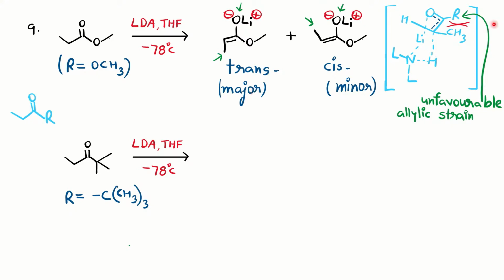So this justification is required only for the MSc students. Otherwise, those who are attending competitive exams, for them you don't need this. This is required only for MSc students, where they are asking for the justification. Justify why the trans is major in this particular case. Then you have to present this intermediate.